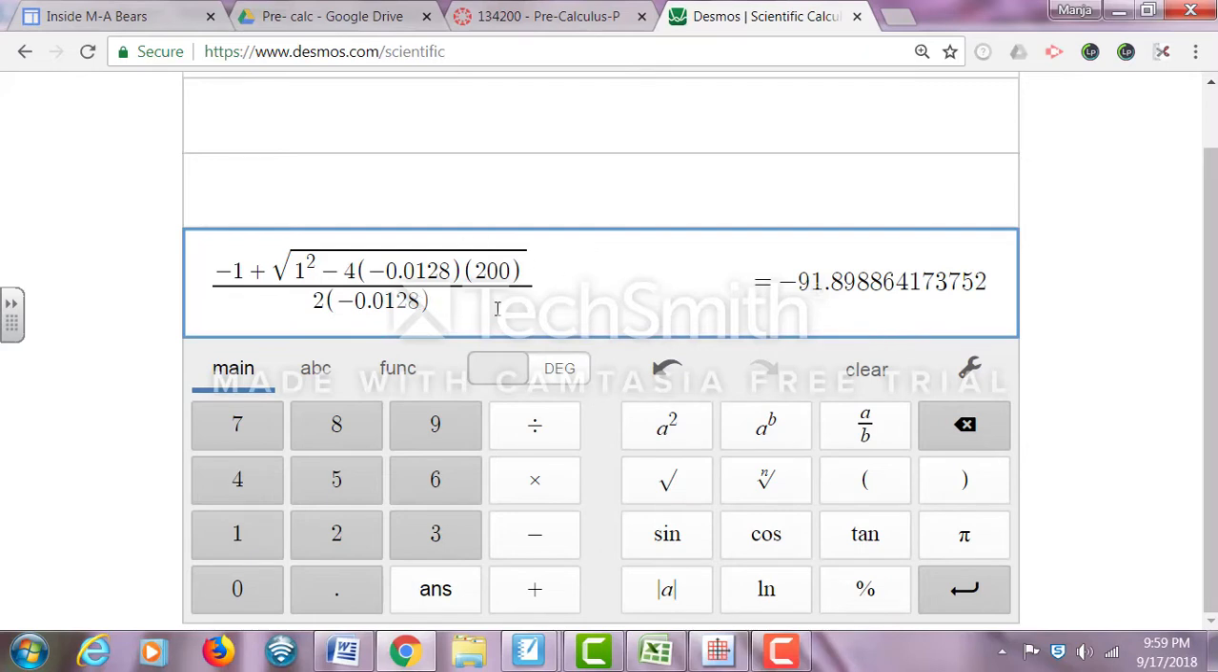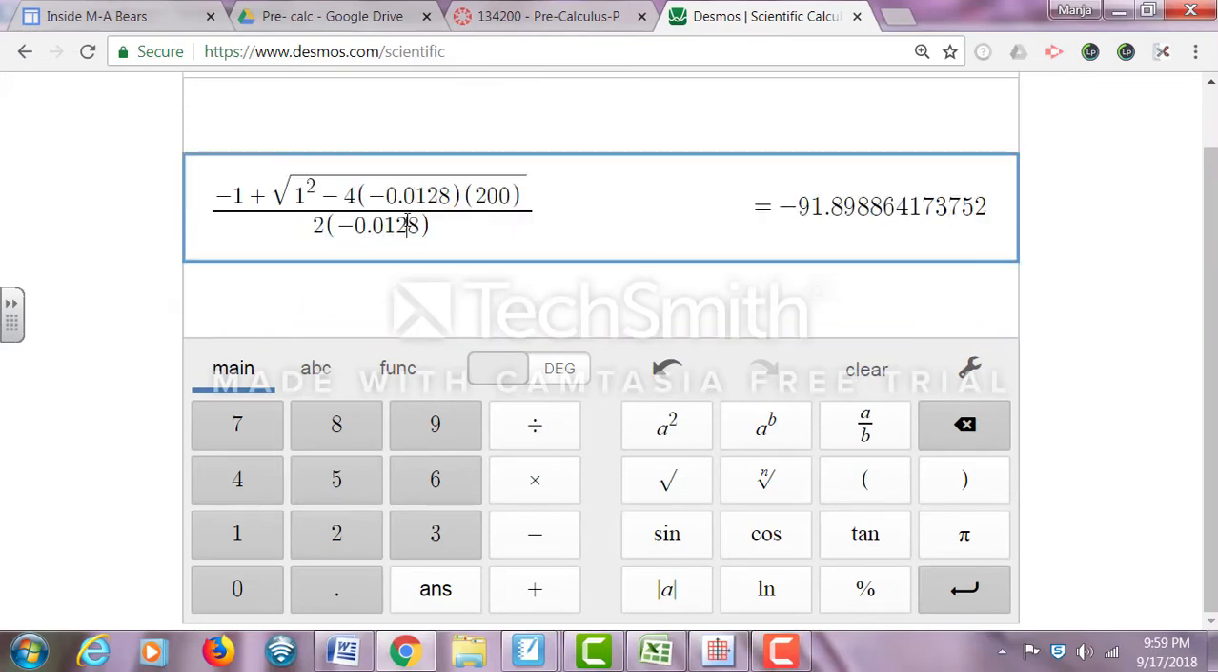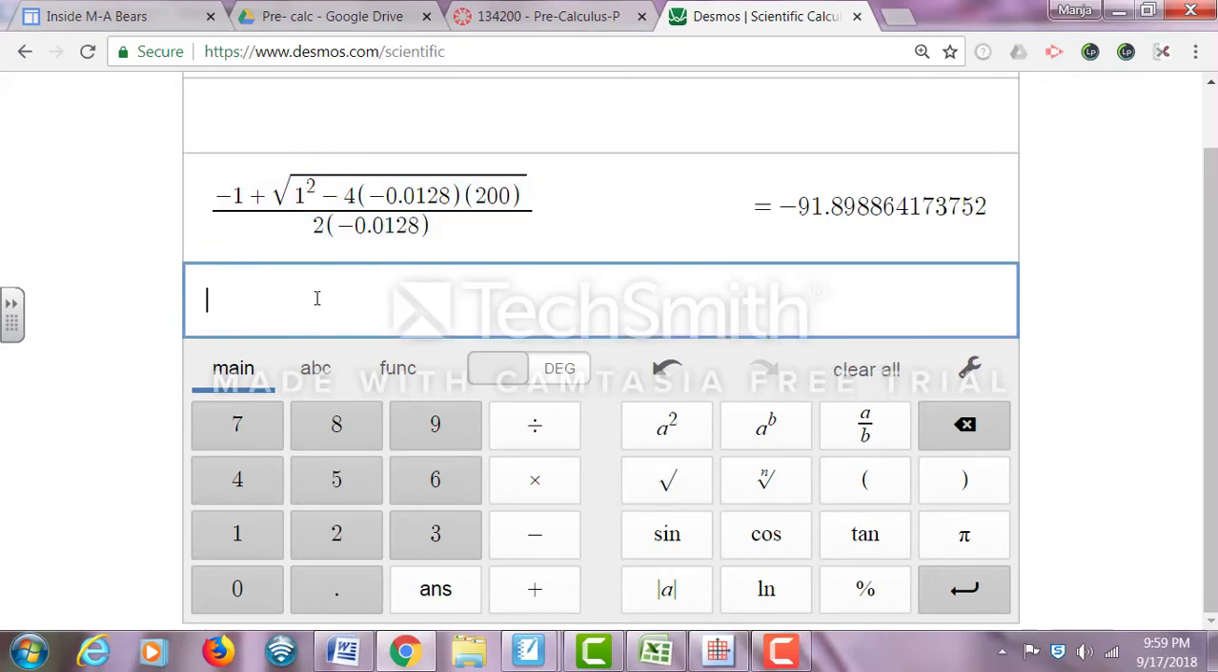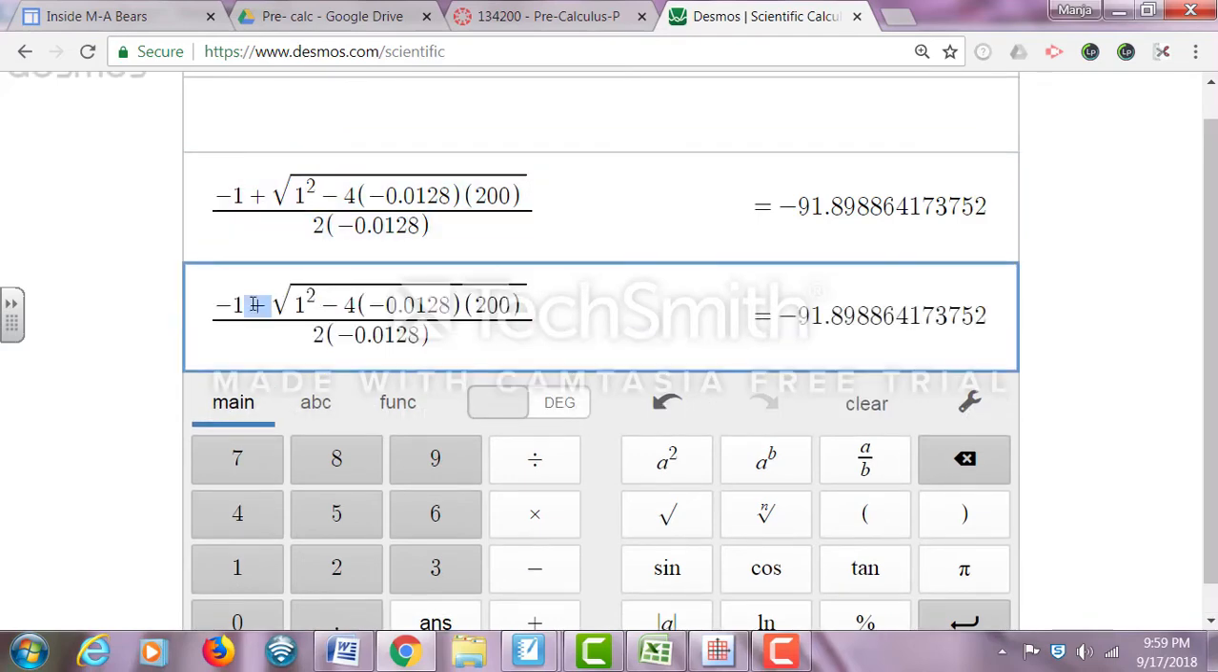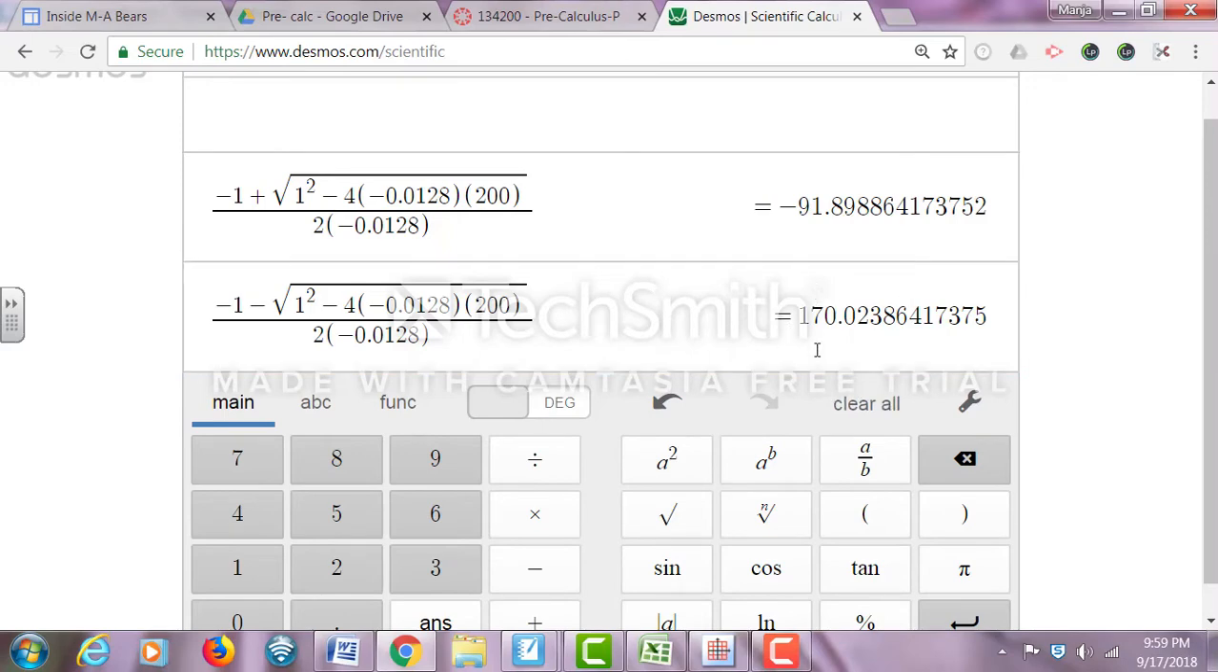That's with the plus of the plus or minus. And using your graphing calculators, you can go and grab it. Desmos also lets me copy this. So I'm going to copy this whole thing and change this plus to a minus. And now there's our second answer. So we have two answers, negative 91 about and positive 170.